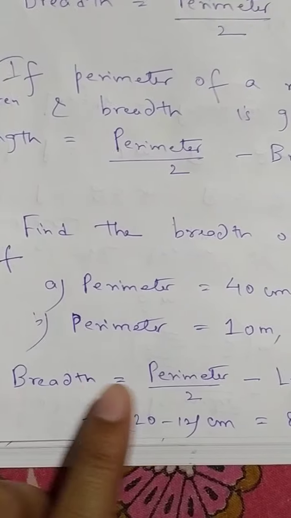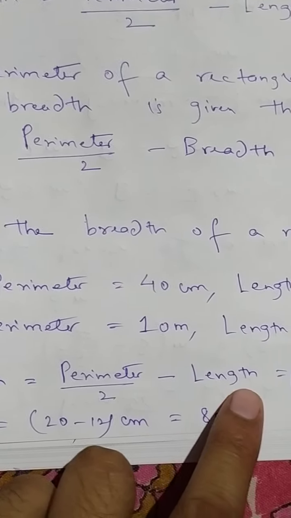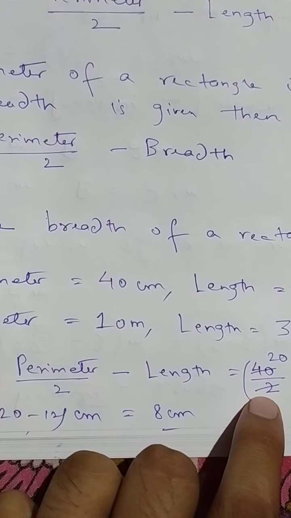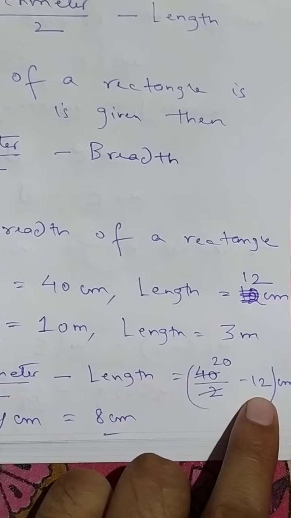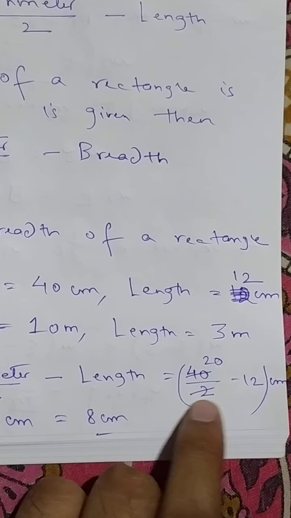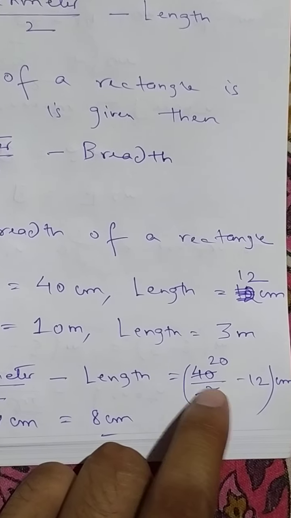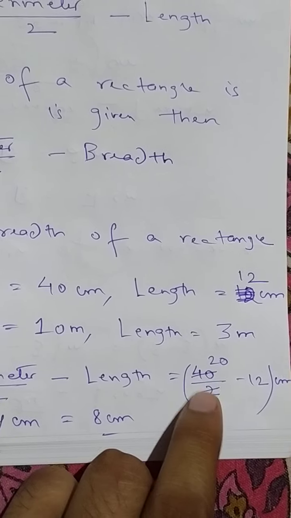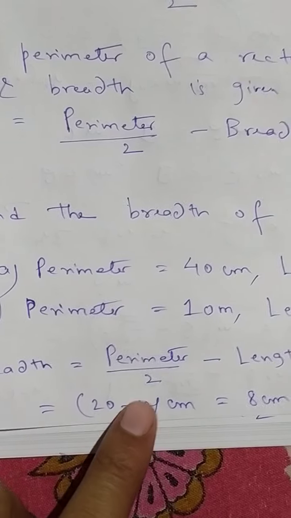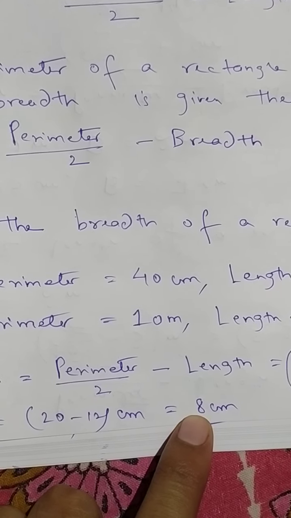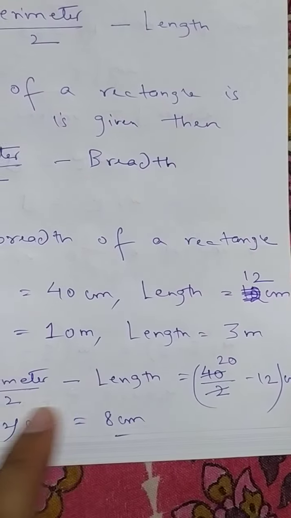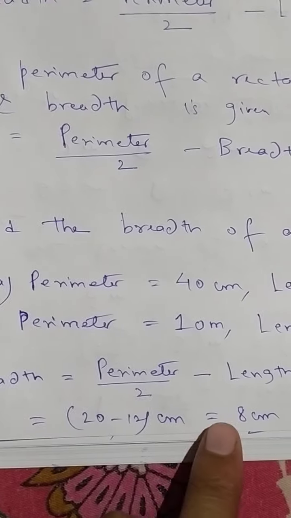So first case, breadth formula, again I have written perimeter by 2 minus length. Your perimeter is 40. So I have written 40 by 2 minus length is 12, and your unit will be cm. So 40 by 2 minus 12. Now 40 by 2 you can cancel. 2 twenties are 40. Now it's coming 20. So 20 minus 12 cm in the next step. Your answer is 8 cm. That means if perimeter is 40 cm and length is 12 cm, by this formula your breadth is coming 8 cm.